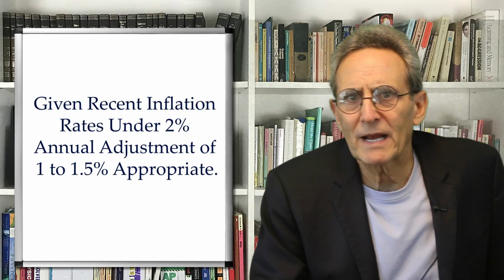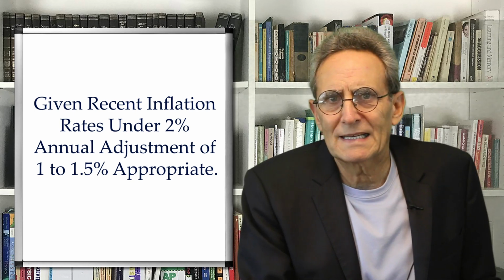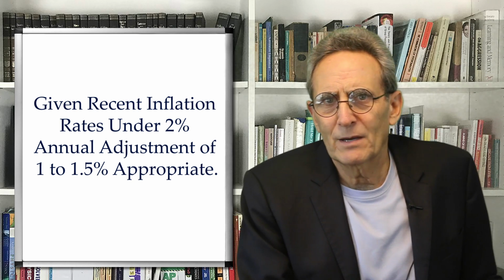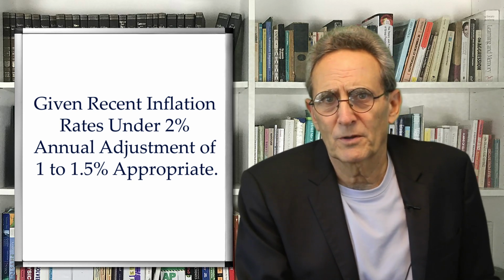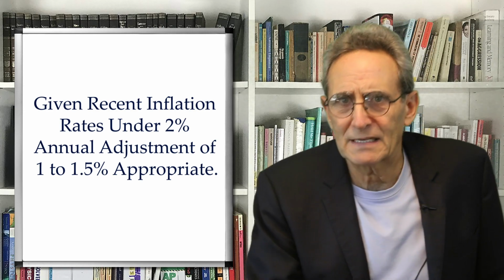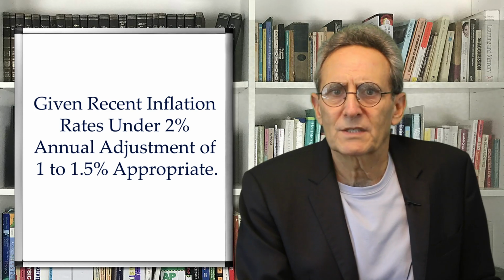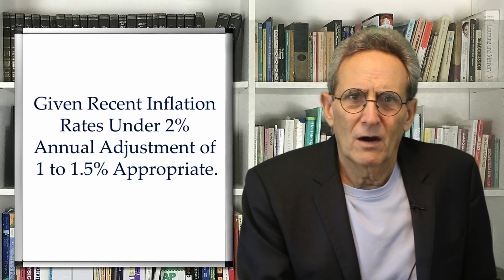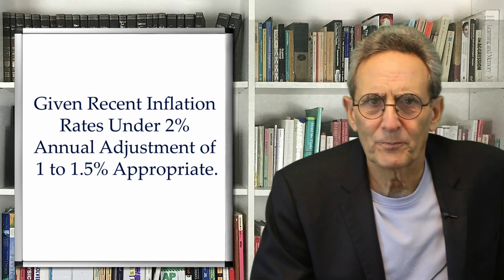So what's the conclusion? At least with respect to the retirement example, prudence would dictate at least some allowance for increases in cost of living that would not be compensated for by adjustments in Social Security payments and rates of return on pension assets. Given that inflation rates have been under 2% annually for some time, an annual adjustment of between 1 and 1.5% might be appropriate in this example.